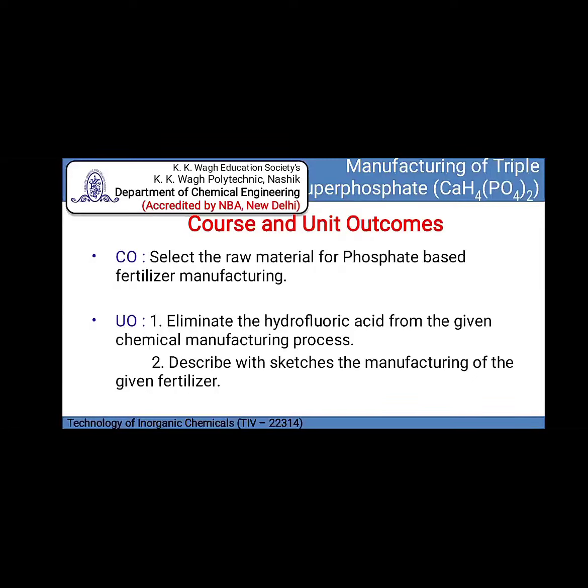The unit outcome for this session is eliminate the hydrofluoric acid from the given chemical manufacturing process and describe with sketches the manufacturing of the given fertilizer.